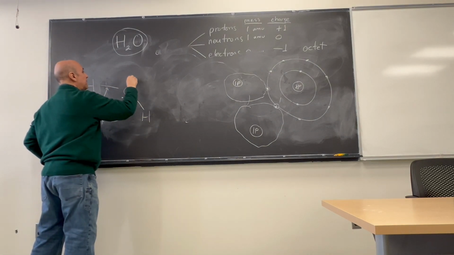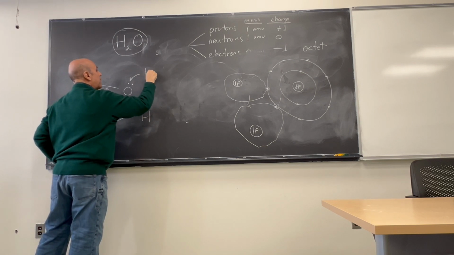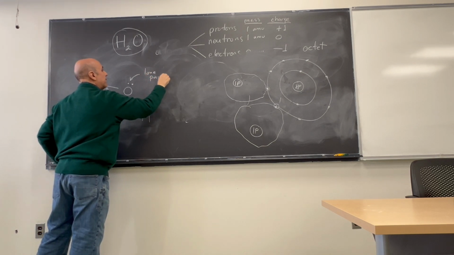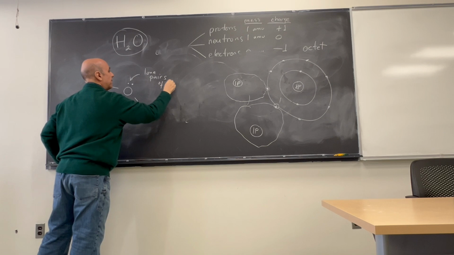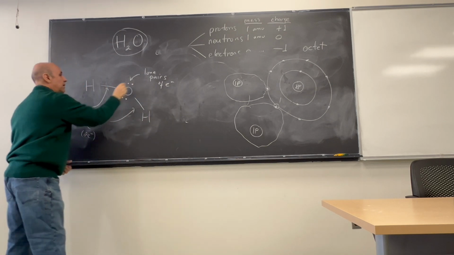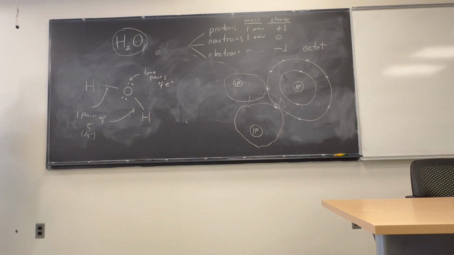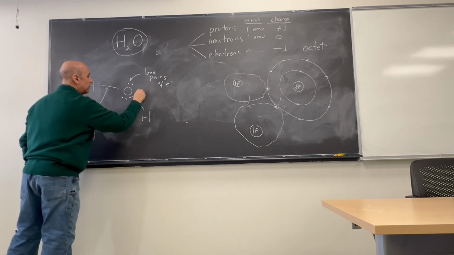Now these have a name. They're called lone pairs of electrons. So there's 2 electrons, 2 electrons. When you draw them like that, you know that you have a pair that is separate from the rest. So there's one, there's another one.